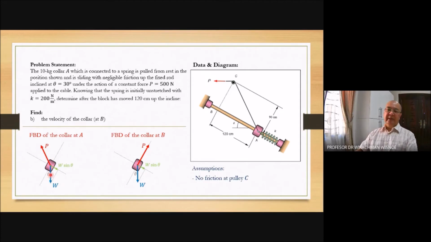So if the weight forms an angle theta to the perpendicular to the rod, we have the component perpendicular, W cos theta. Then we have the component parallel to the rod, W sin theta. That is the normal, the reaction from the rod to the collar. In the direction perpendicular to the rod, it is in equilibrium, so the sum of all forces in this direction equals 0. Usually we calculate N because we want to calculate the friction. However, in this case, it's stated negligible friction.